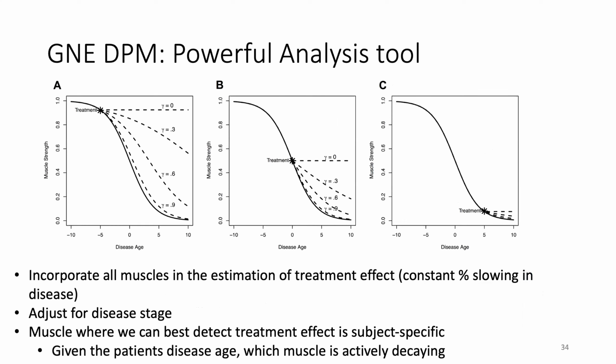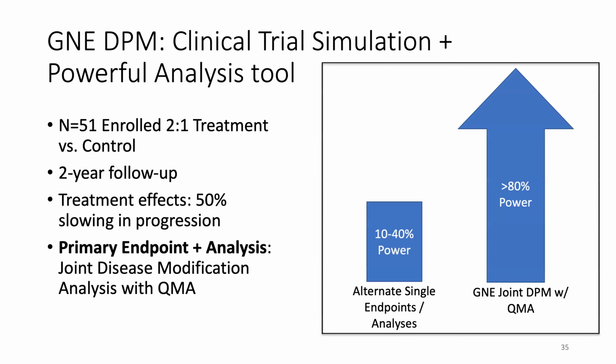So that's exactly what we do. I won't go too much into detail here. In our GNE, what we call disease progression model analysis, when we did our clinical trial simulations using this type of analysis, this joint model, we went from 10 to 40% power all the way up to greater than 80% power.